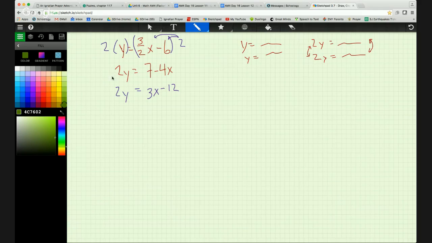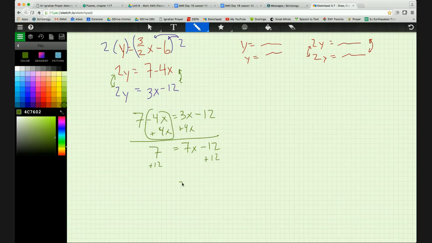Now I have two things. These two things are equal, so these two things must be equal. So let's write that out. 7 minus 4x equals 3x minus 12. Well, I'm going to add 4x to both sides, and I get 7 equals, these cancel, 7x minus 12. Now I'm going to add 12 to both sides, and I get 7x equals 19.